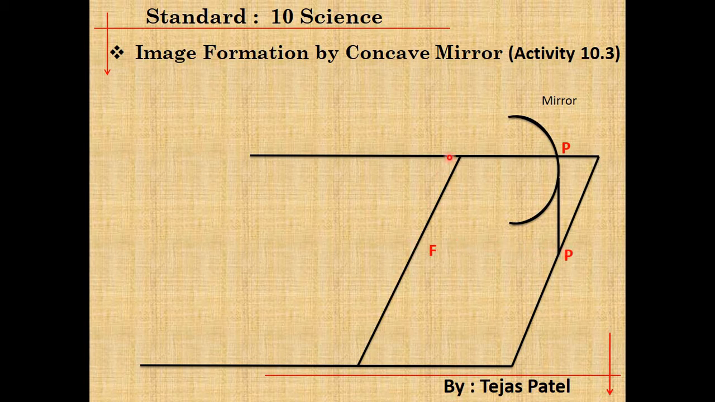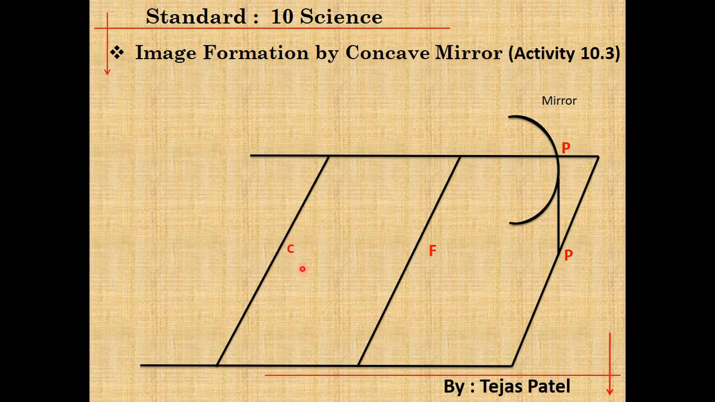We are going to draw another line that is parallel to this F line and it will indicate 2F distance. So this will be C. So P, F and C, these three are the points: pole, focal point and C, center of curvature for the concave mirror. So I think all of you are clear about how we are going to perform this activity.